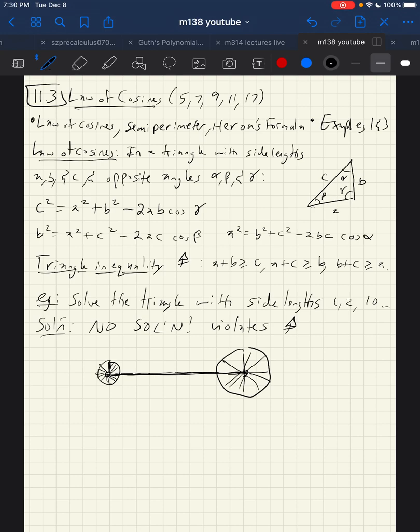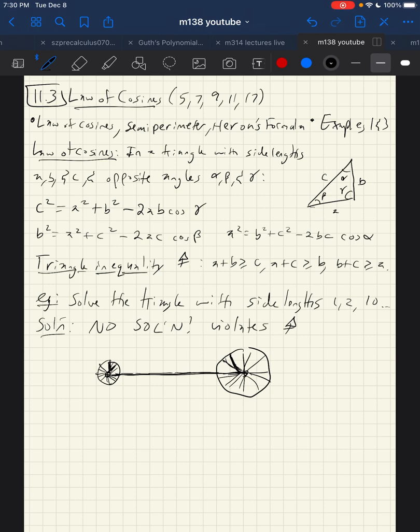I know this kind of looks like the bicycle from before, but the idea is no matter what I do, there's no way to match up this side to this side. We can't make them meet at a point. That's because we're violating the triangle inequality. The reason I mention this is because we can use the law of cosines to solve triangles, but we'll get that things come out funny.